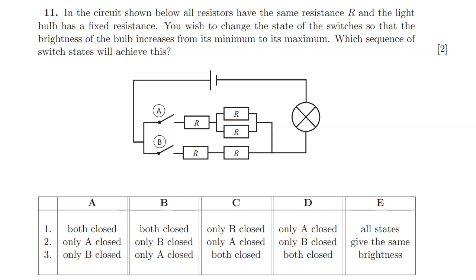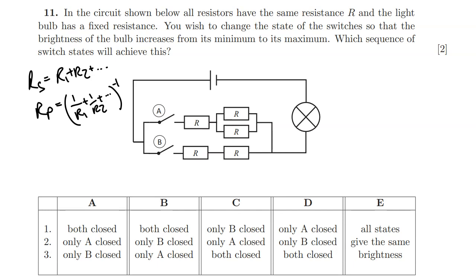So just a reminder, for resistors in series, you simply add the resistances, and for resistors in parallel, you do 1 over each of the resistance values, sum those, and then to the minus 1.